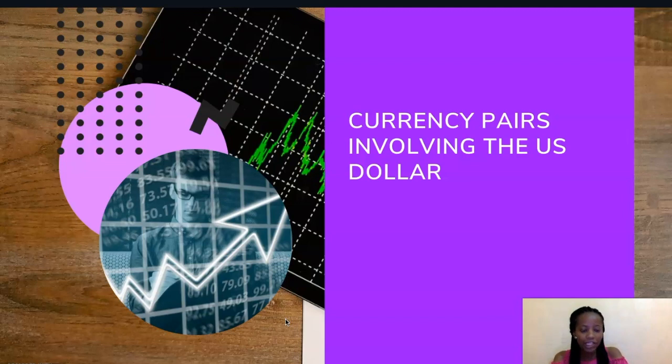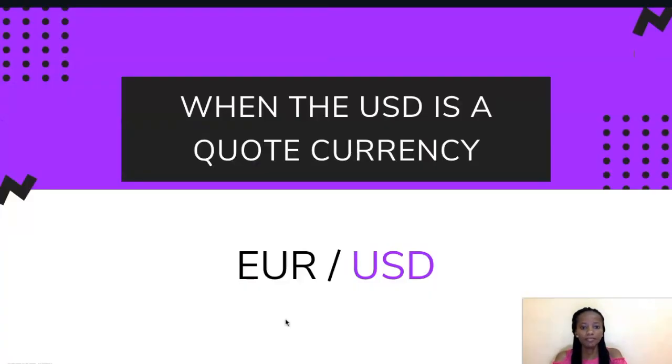So let's calculate the pips for currency pairs involving the US dollar. When the US dollar is the quote currency, and as we talked about in lesson 2, the quote currency is the second currency listed, we're going to learn how to calculate the value of your pips. An example is the Euro USD.